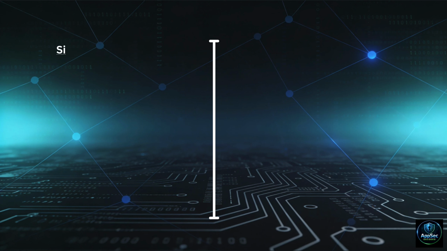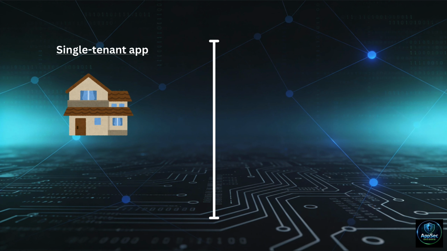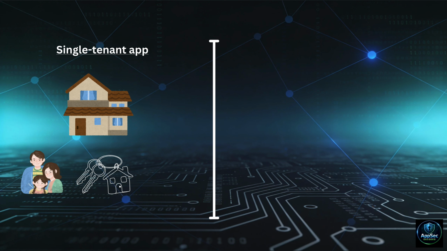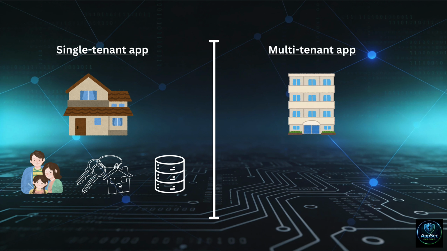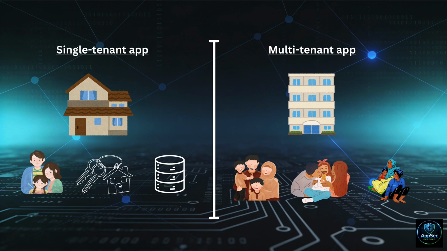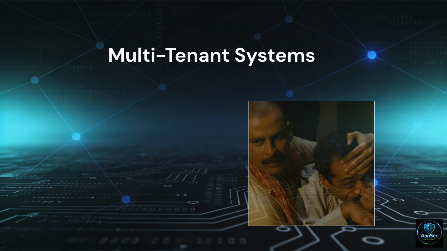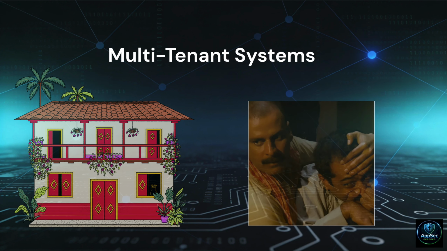applications. Building a single-tenant app is like building a house. One family, one key, one set of data. Simple, right? But most modern SaaS companies use a multi-tenant system. It's like an apartment building where hundreds of different families share the same structure, elevators, and even plumbing. But how do you make sure one tenant can't see what's happening in another tenant's unit?